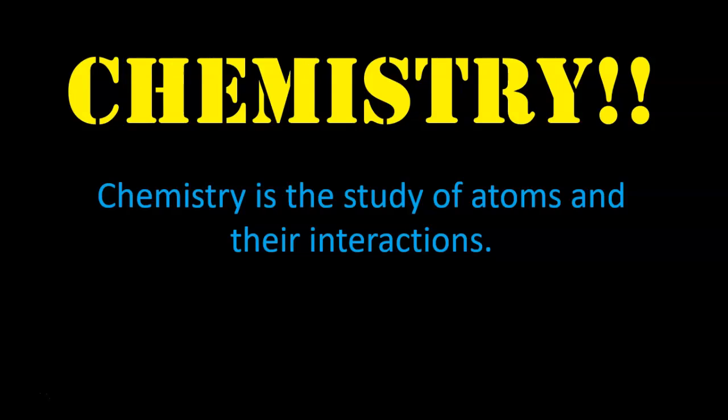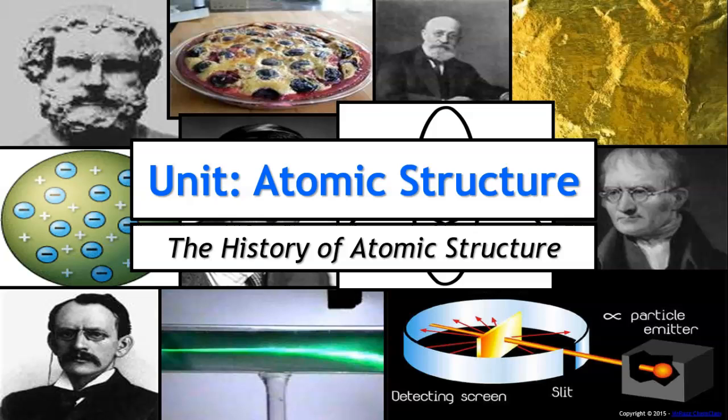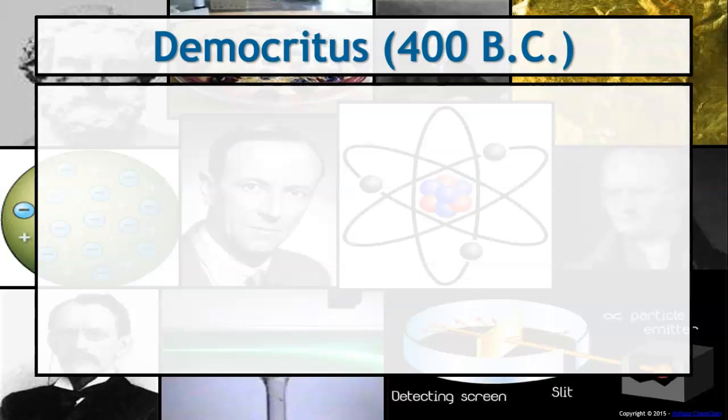So if chemistry is a study of atoms and their interactions, then it would probably stand to reason that we should begin by studying atoms and finding out what they are and how we know what they are. So we're going to start out by taking a look at atomic structure and also how we learned about the structure of an atom.